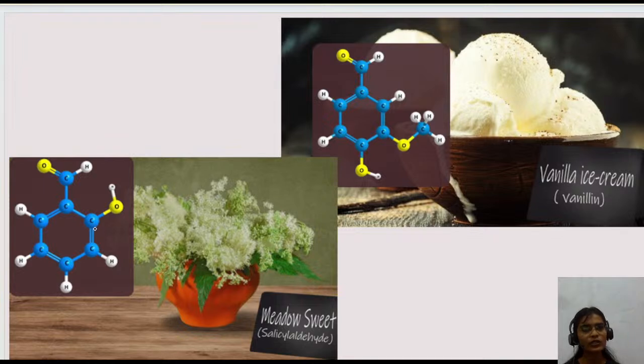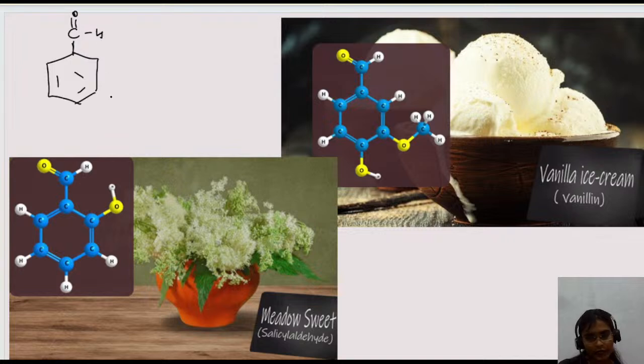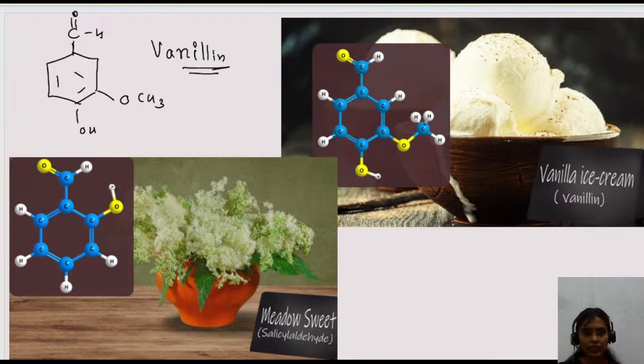Okay, so the first one, cinnamaldehyde. The second one is what? Vanillin. So what is vanillin? This is a kind of benzene, connected with the CHO group. Obviously, it's an aldehyde one. And this is the OCH3, and this is an OH there. So this is our vanillin. The common name is again important here. So it's vanillin, vanilla ice cream. Important again.